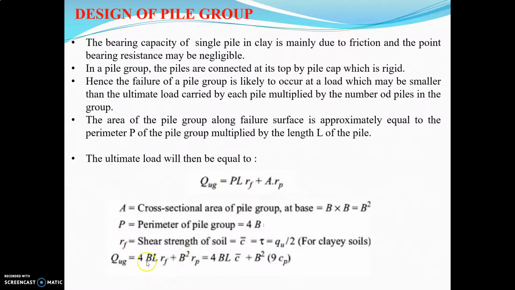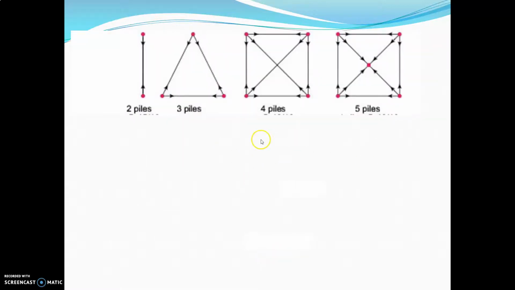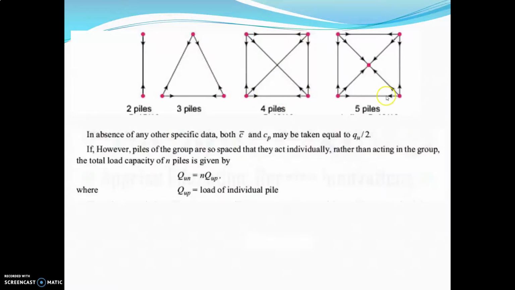P is 4B into L into RF, plus A is B squared into RP, that is equal to 4BL C dash plus B squared into 9CP. This I have explained in the previous static formulae. So if you substitute that equation, you get QUG equal to this. Here you can see this is two piles. One pile, two piles. This is a three pile and this is a four pile: 1, 2, 3, 4, and this is a 5 piles.